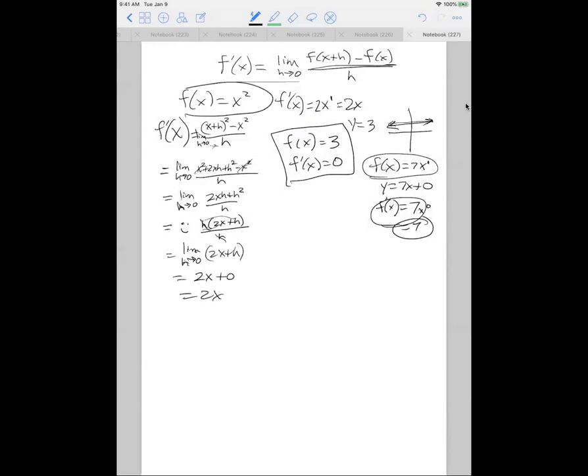Notice what we started with? Power rule. Bring the 2 down front and subtract 1 from the exponent. Okay? That is the derivative.